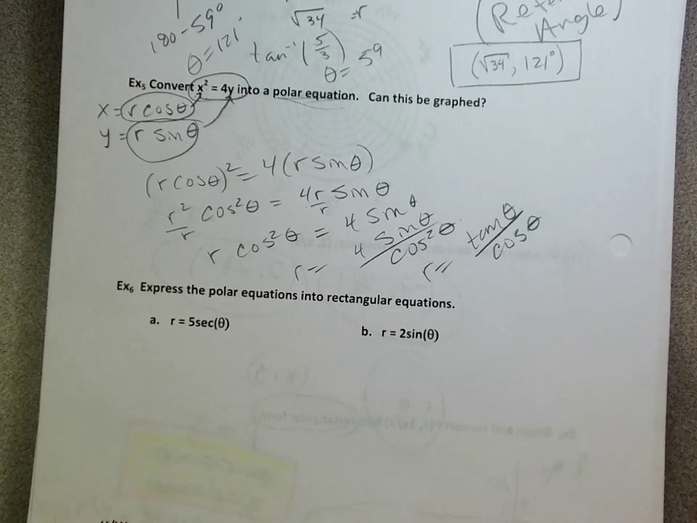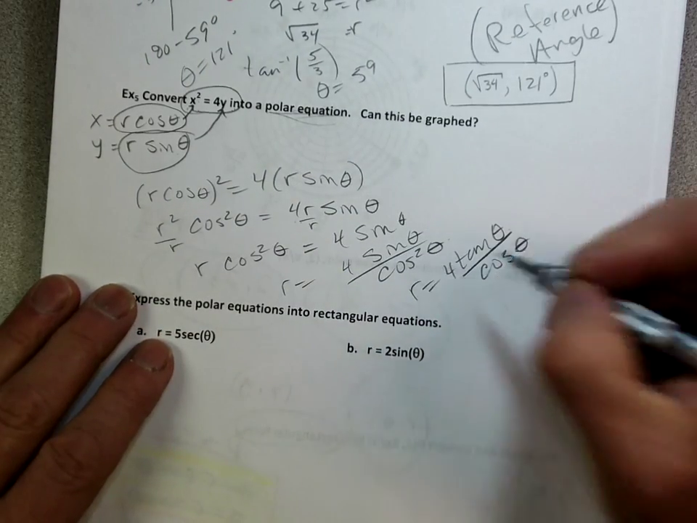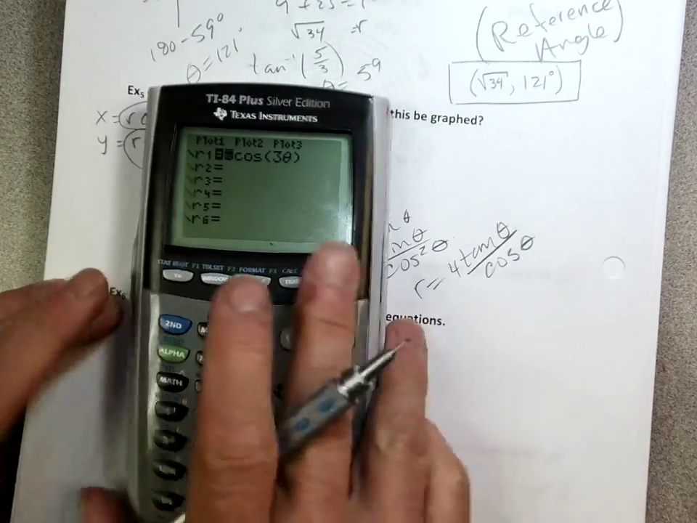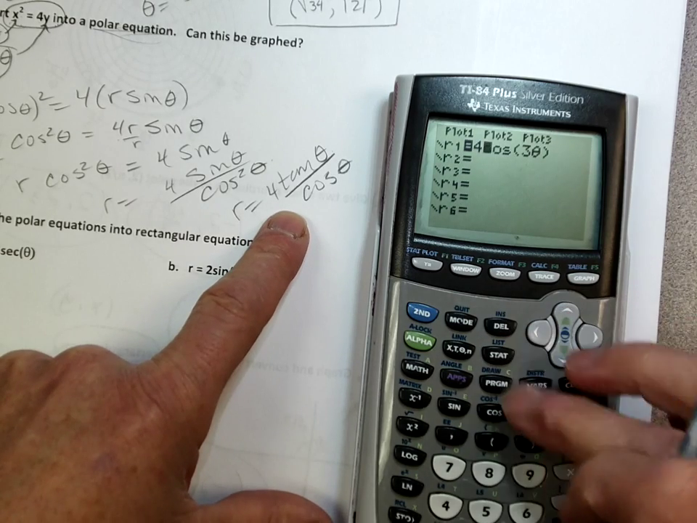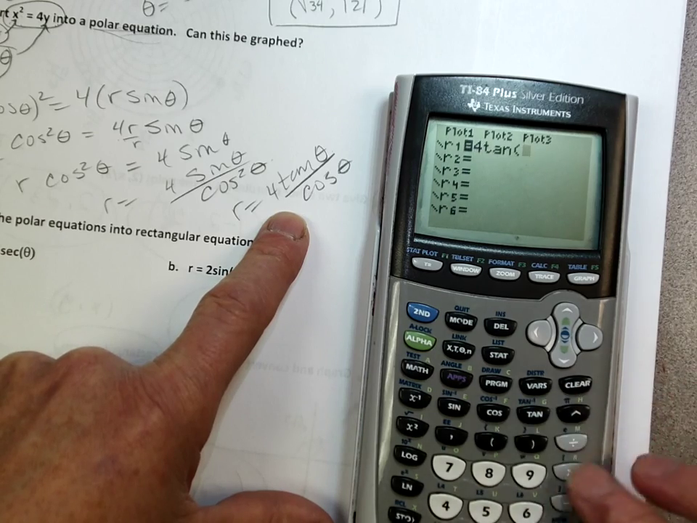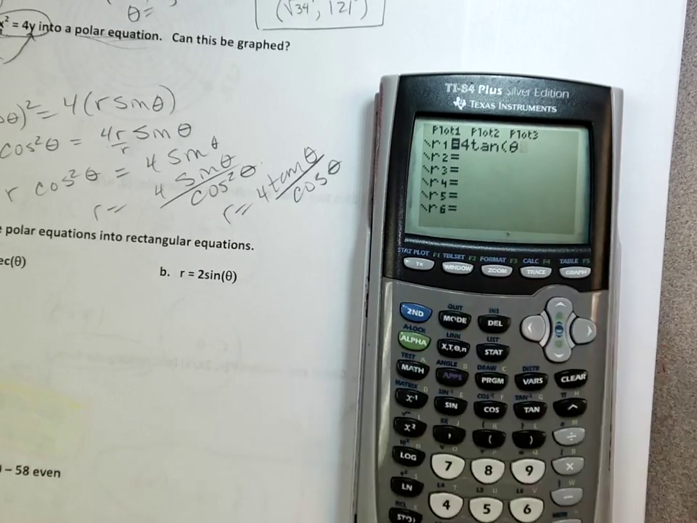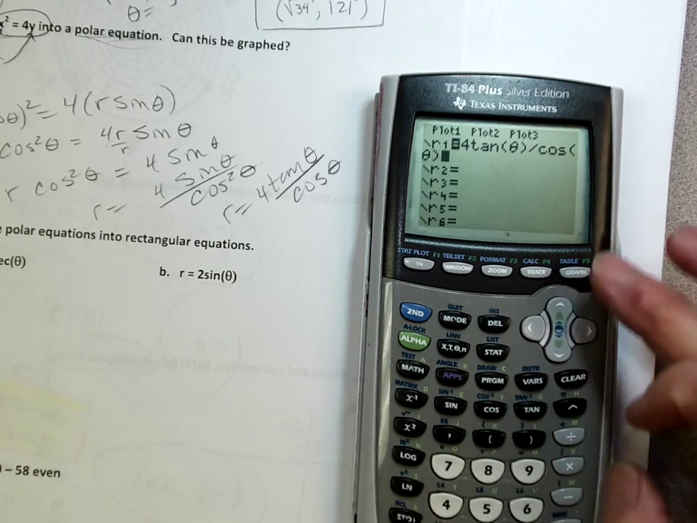Now, let's see if I can graph this and see what it looks like. Wait, but where'd the 4 go? Where's the 4? It's right there. Didn't you see it? It's in invisible ink. So let's see what this looks like. I go 4 tangent theta, I'll clear the whole thing. If I push my X button, guess what pops up? Theta, because my calculator knows I'm in polar mode. Then divided by cosine theta. Let me graph it.